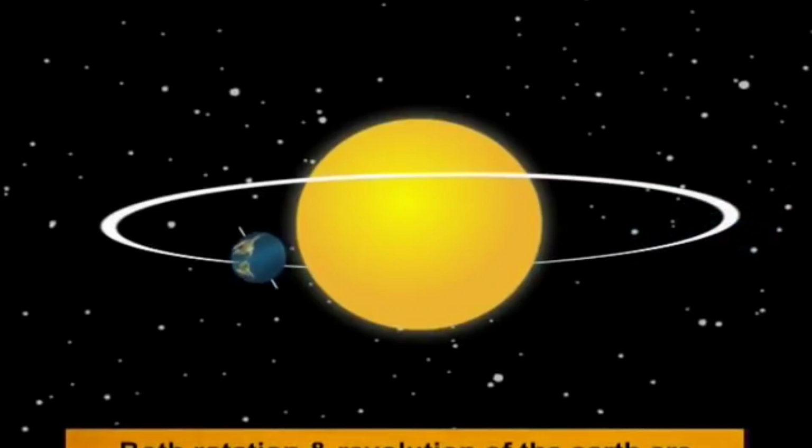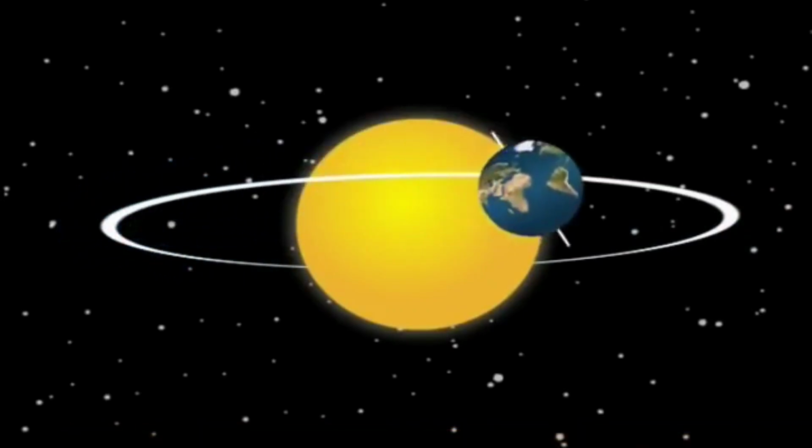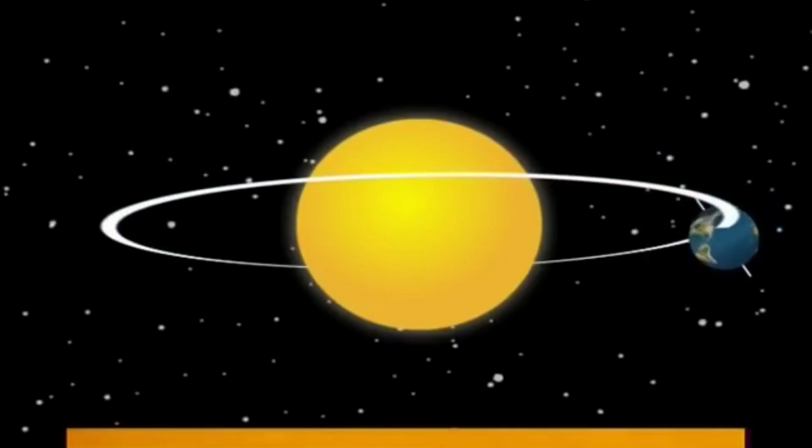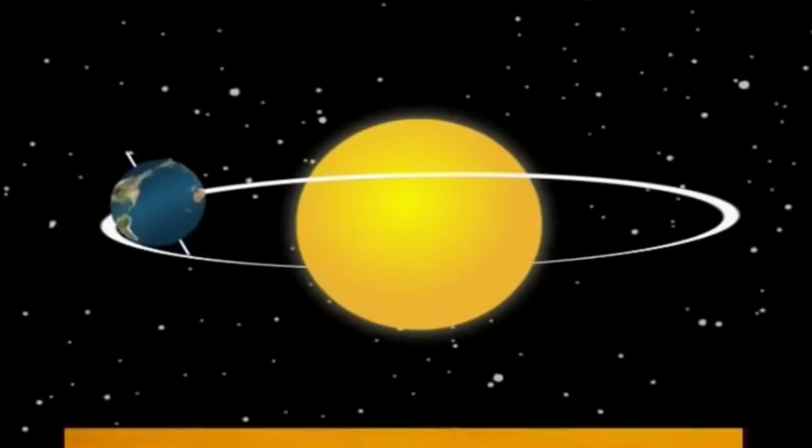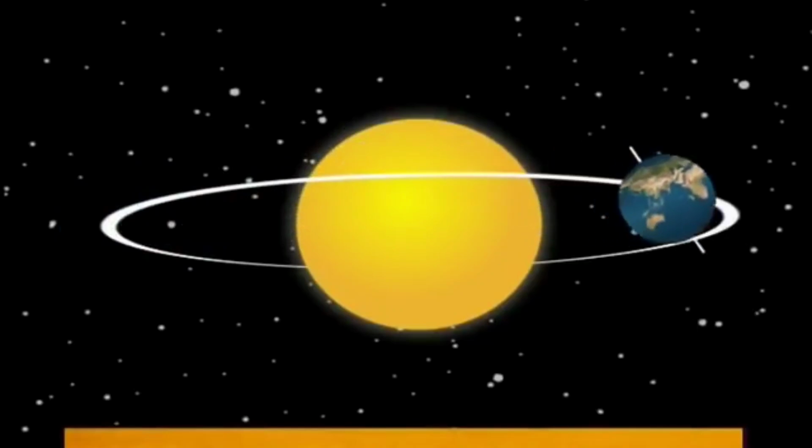Both rotation and revolution of Earth are periodic motions as well. Earth repeats its rotation after every 24 hours. Earth repeats its revolution after every 365 days.